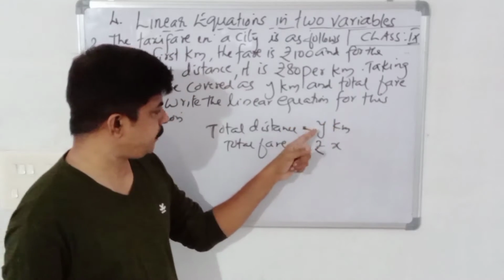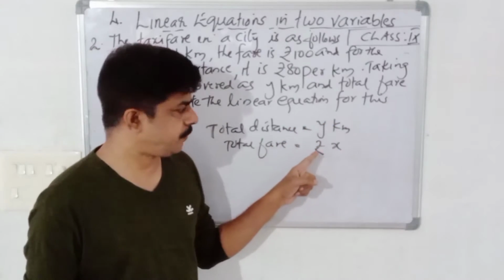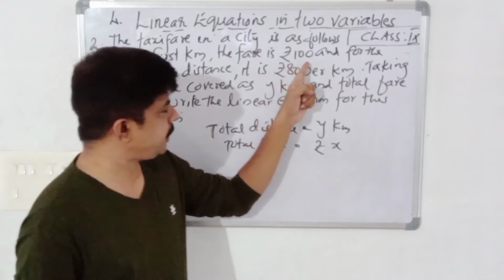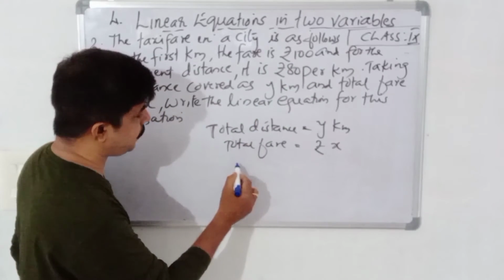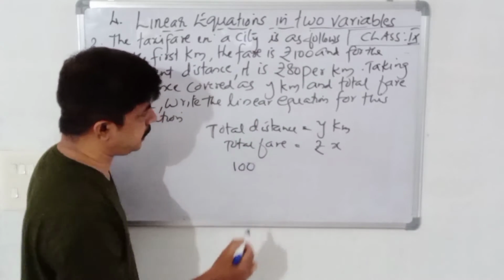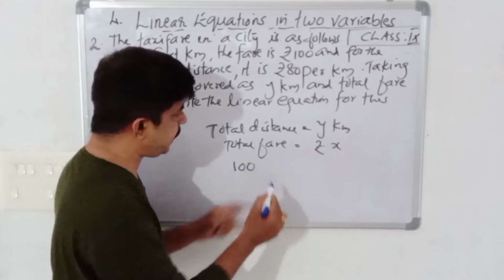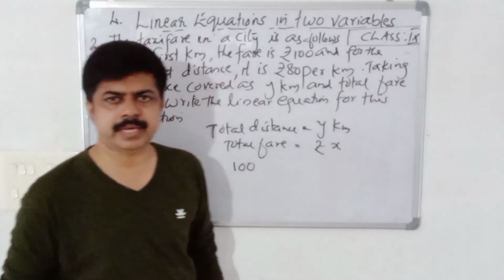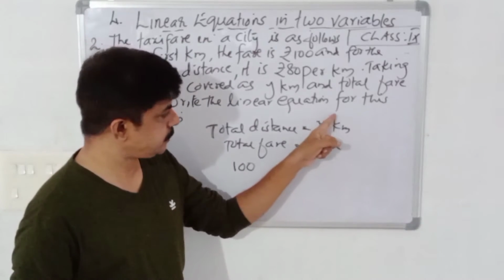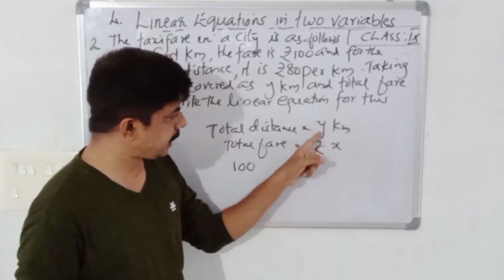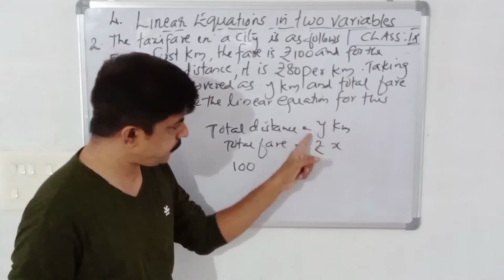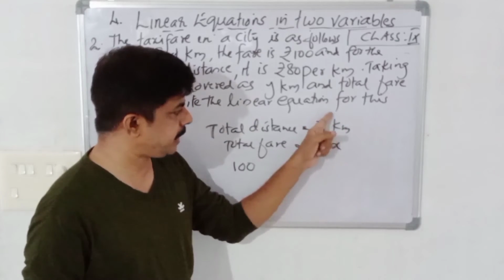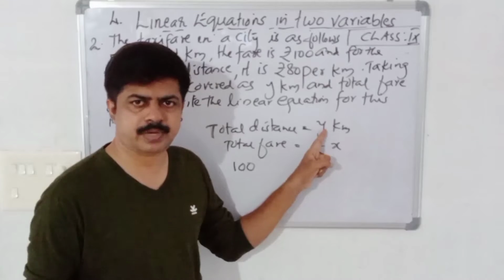Here is the relationship between the distance and total fare. According to the question, for the first kilometer we have to pay 100 rupees. For the remaining kilometers we have to pay only 80 rupees each. We know the total by kilometer: 1 kilometer, 100 rupees. Then for the remaining kilometers, what does that mean? Remaining kilometers means y minus 1.